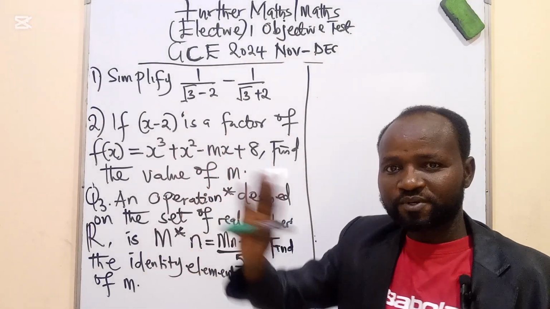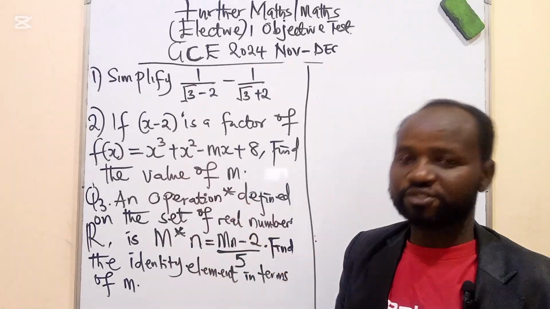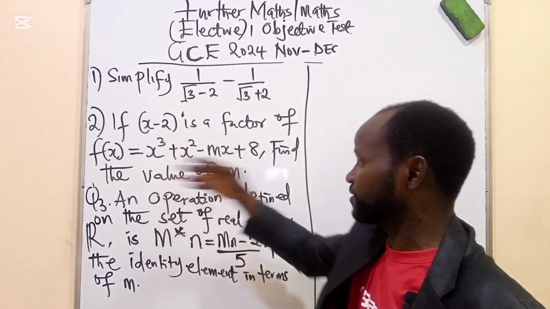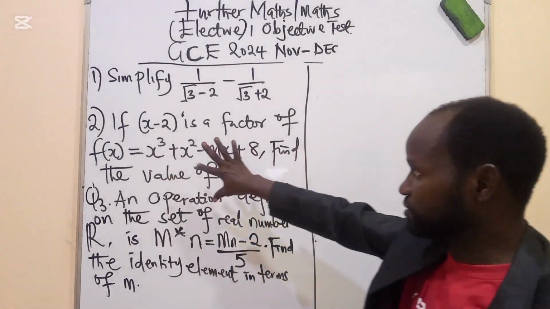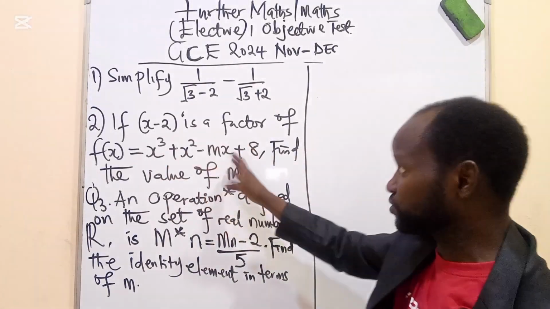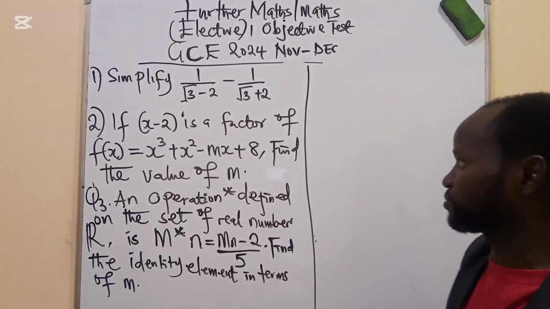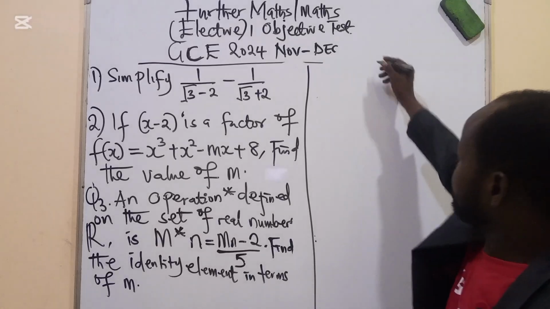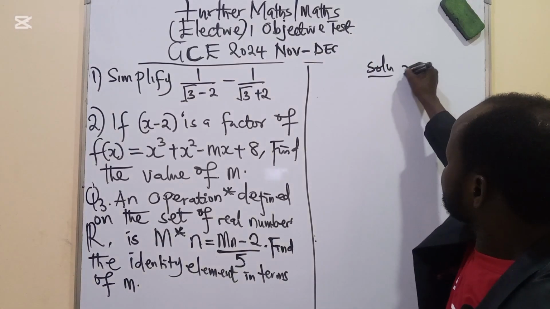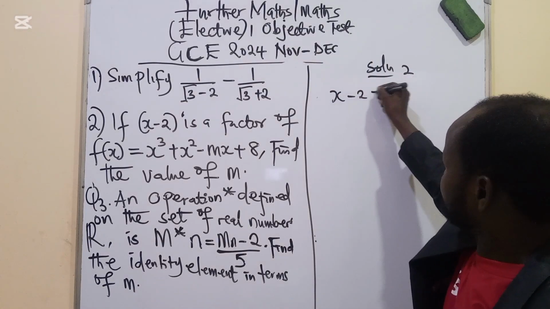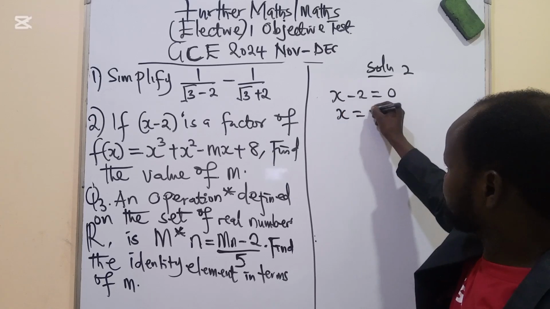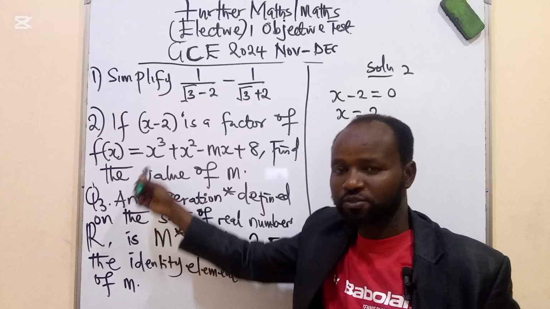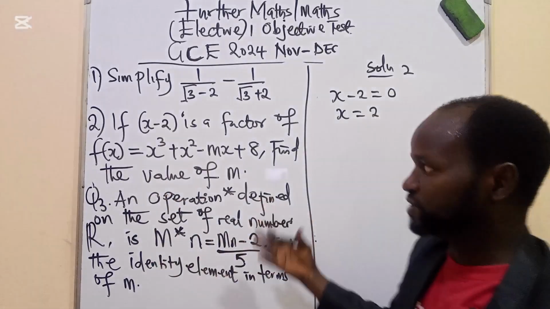First thing to do is to identify which topic this question is from. Of course, this is from polynomials. This is a polynomial of degree 3, and we can use the knowledge of remainder theorem or factor theorem. If x minus 2 is a factor, solution to 2 now, it means x minus 2 equals 0 and x equals 2. It means if we substitute the value of x into this function, the remainder will be equal to 0.